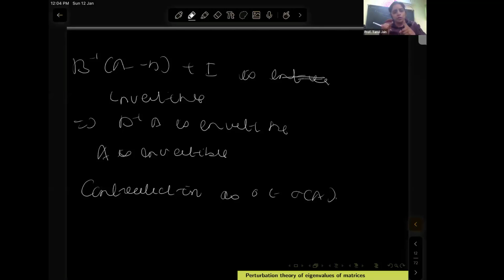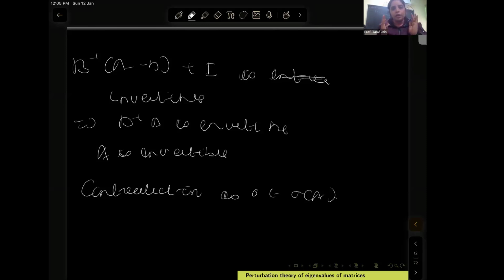So there should be some mu in sigma B such that mod mu is less than or equal to epsilon, and therefore my S of sigma A, sigma B is less than or equal to epsilon, and similarly my S of sigma B, sigma A is less than or equal to epsilon, and I'm done.